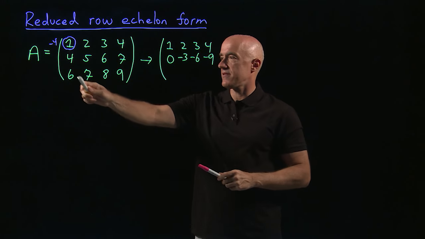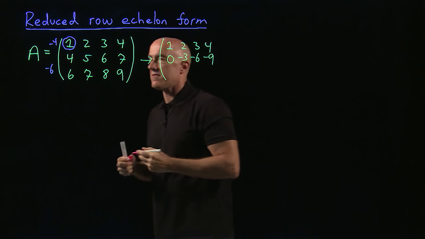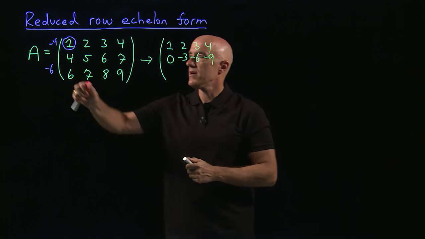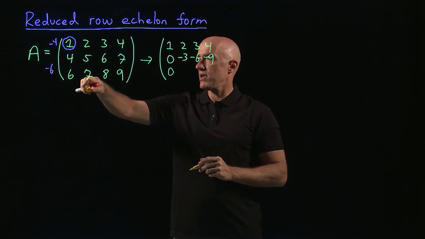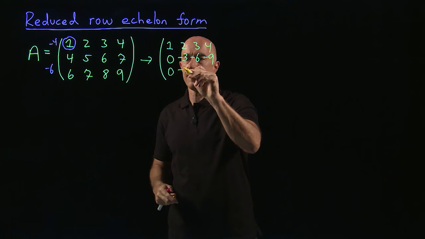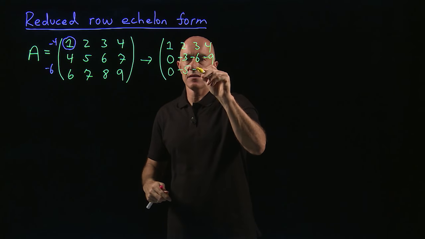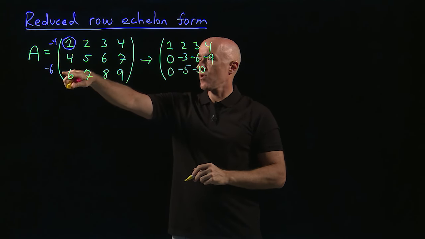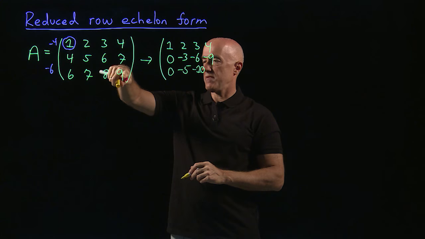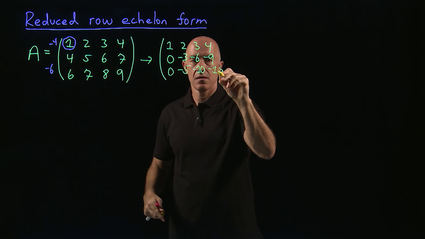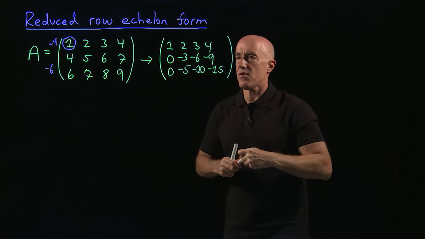And then we want to eliminate the 6. So in this case, we're going to multiply by minus 6. So let me just write the minus 6 here so you can remember. So then we get a 0, right? That's the point, 0. So minus 12 plus 7 is minus 5. And minus 18 plus 8 is minus 10, right? And then the last one will be minus 24 plus 9, which is minus 15. Okay. Now we have our new pivot.